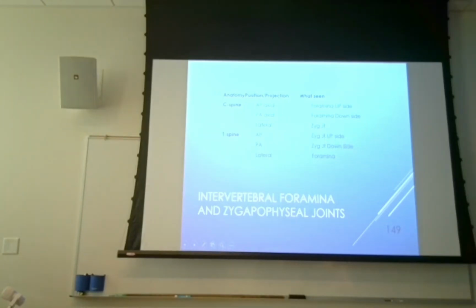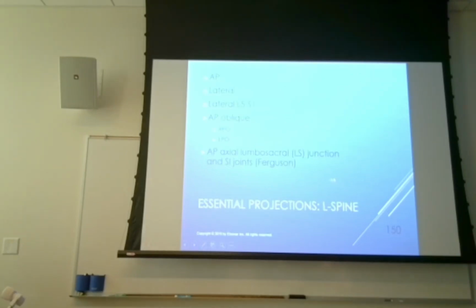All right, so on the AP, we're going to see it on the upside. On PA, we're going to see it on the downside. When we get to L-spine, what we see is going to remain the same, but where we see it is going to flip. Okay, so we'll take a look at that here in a minute. So any questions on T-spine?